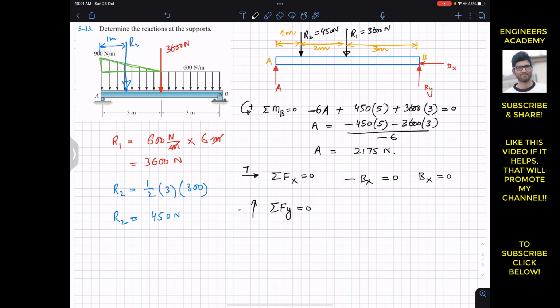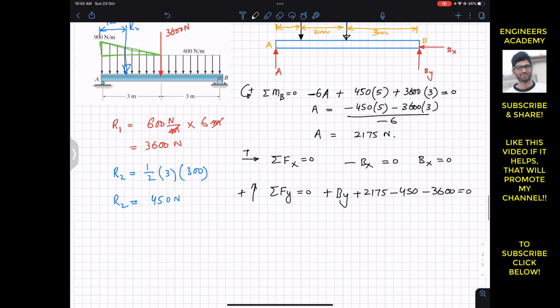The upward direction is the positive y direction. So now we have this By, this is acting in the upward direction. So I will write By. Then we have this A. This A is acting in the upward direction. This is plus 2175. And this R2 is acting in the negative y direction. So this is minus 450. And this R1 is acting in the negative y. So this is minus 3600. So this is equal to zero.